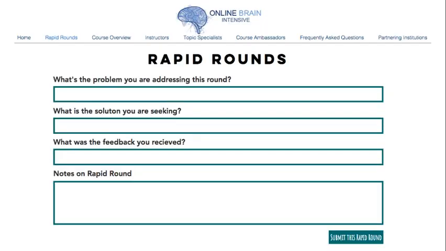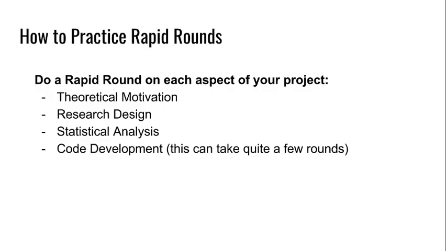So in order to make this a little bit easier for you guys, I've developed a page on the website itself called Rapid Rounds. You'll be able to fill in each aspect of this, and we'll give you feedback on if you're doing it correctly or what you could do to improve. But I'd really encourage you to do this 20-minute Rapid Rounds on at least, at minimum, these 3 aspects.